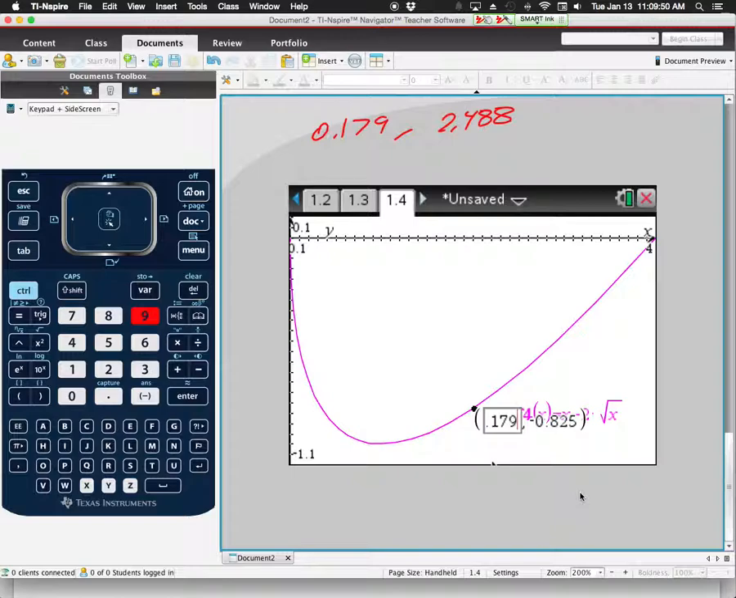Negative 2/3. What does negative 2/3 look like as a decimal? Because that's what it's going to give it to me as. Negative 0.666. So I press enter. It gives me what I want. So then I change it to the other one.